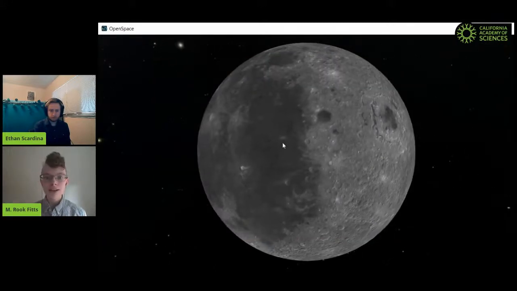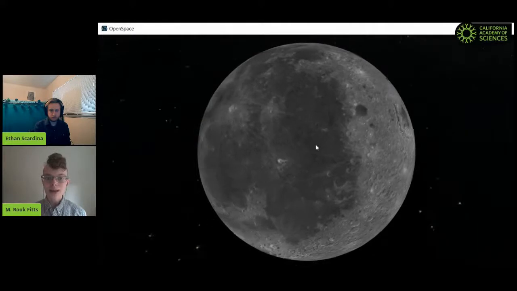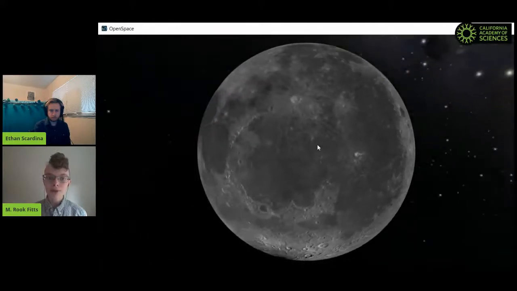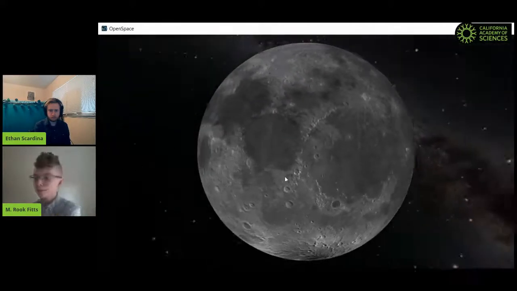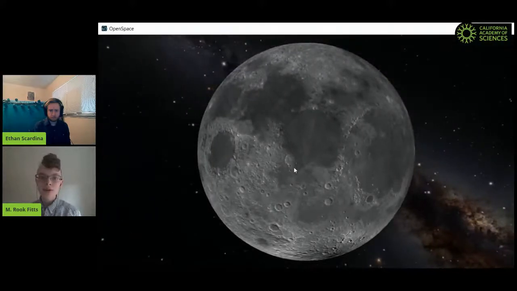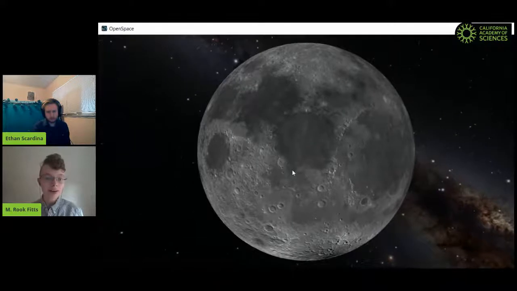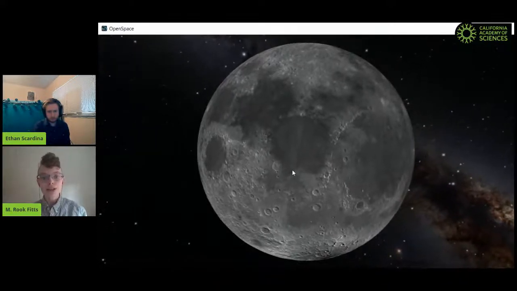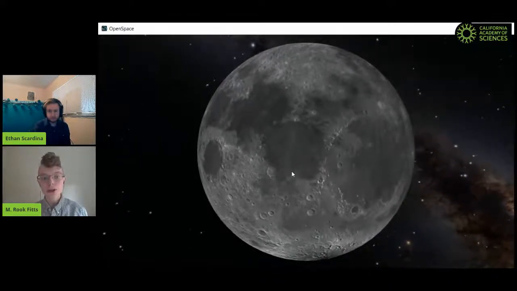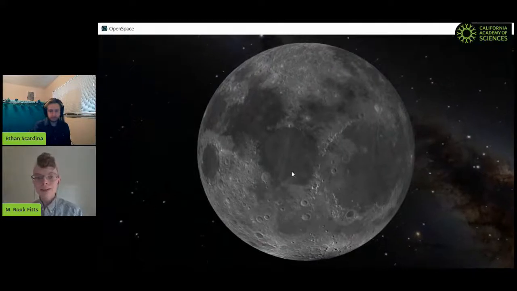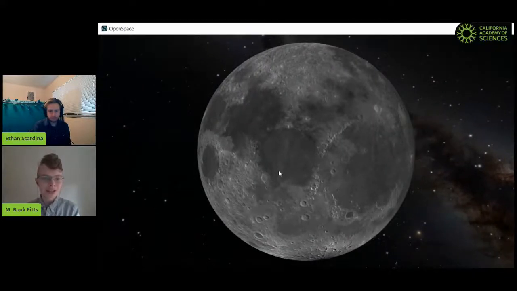So if we look at our maria again, you'll notice a lot of them are framed by what appear to be almost perfect circles. So we can see that they flowed into impact craters, and it could be these very impacts that led to those huge lava flows emerging onto the surface. But why is this happening on one side more than it's happening on the other?